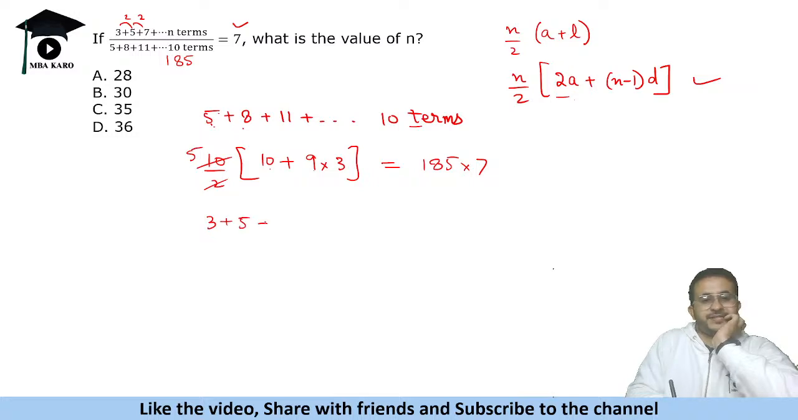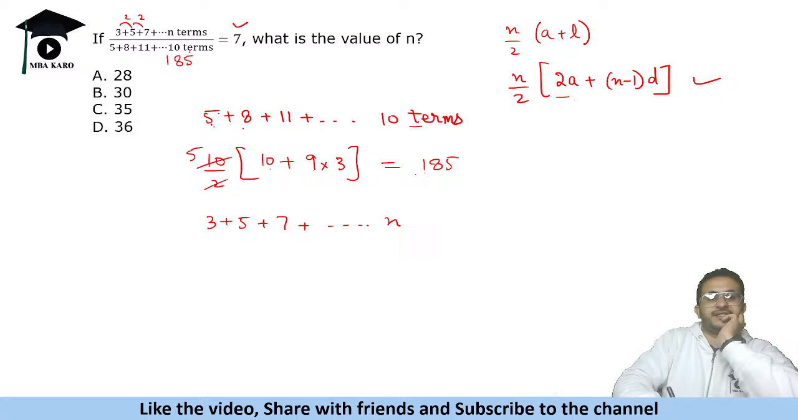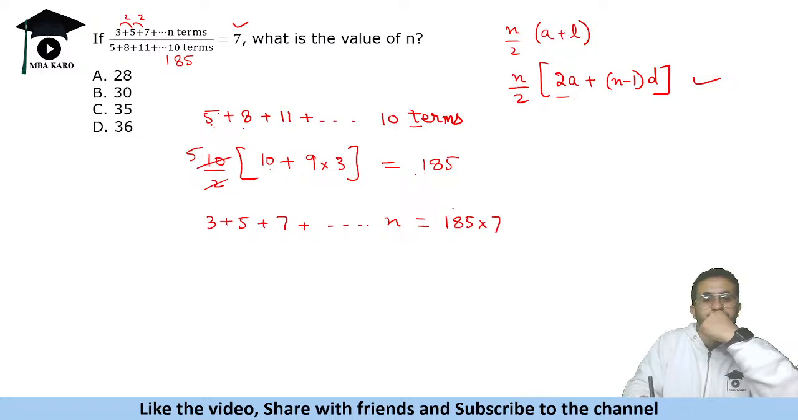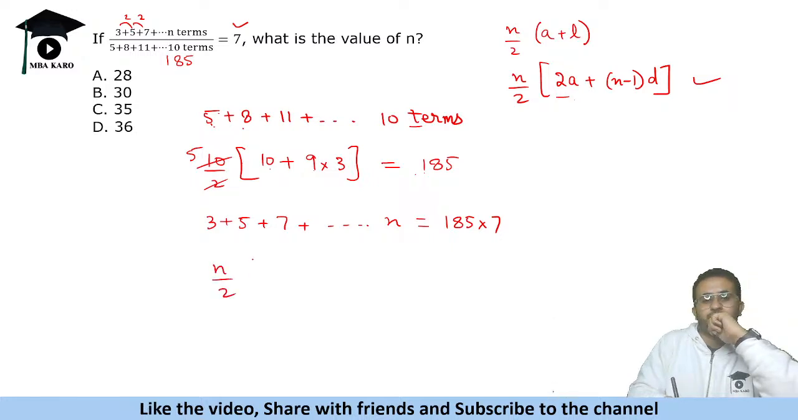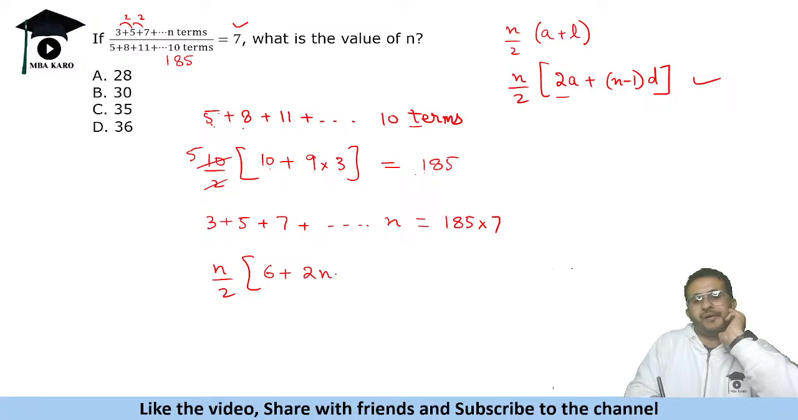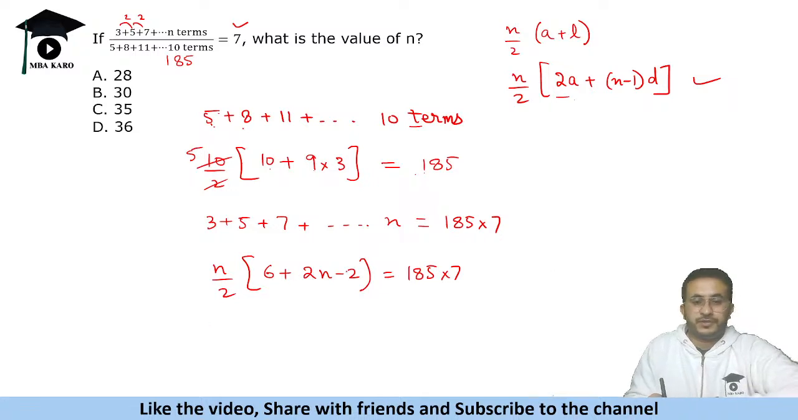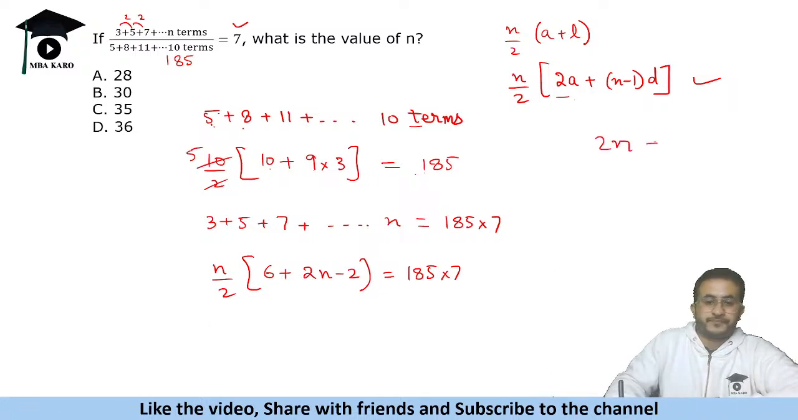3 plus 5 plus 7 and so on up to n terms. The sum is this 185 into 7. This is 185 and this is 7. So 185 into 7 will be the sum. Now we'll apply the same formula here. n by 2, 2a, where 2a is 6, plus n minus 1 d. n minus 1, d is 2. So it becomes 2n plus 4. And if you take 2 out, this becomes n.